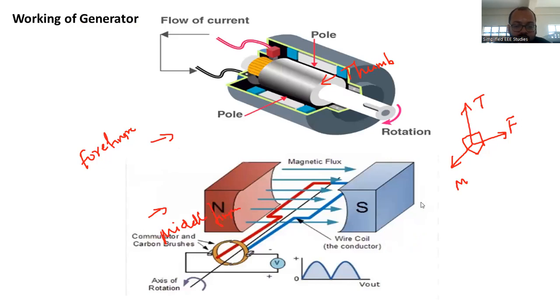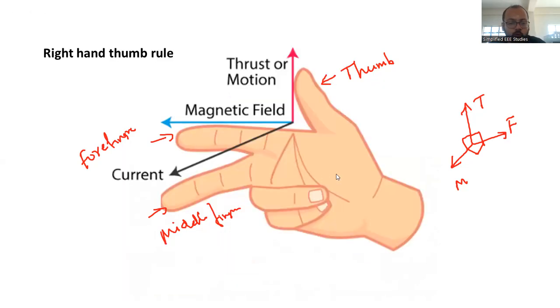go back to the previous slide. Let us go back to the previous slide. You can point out your forefinger in the direction of magnetic flux. You know, magnetic flux always travels from North Pole to South Pole. So you can keep your forefinger in the same direction as the magnetic flux. We are considering the magnetic flux that will be moving from North Pole to South Pole. A group of magnetic lines of force will always take a path from North Pole to South Pole. So you have to keep the forefinger along the direction of the magnetic field.